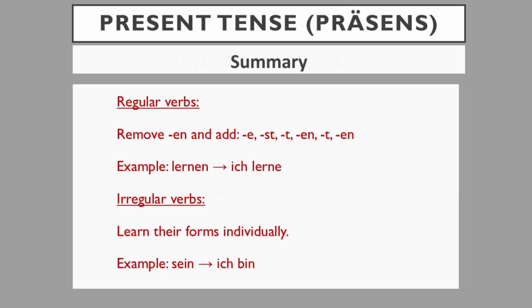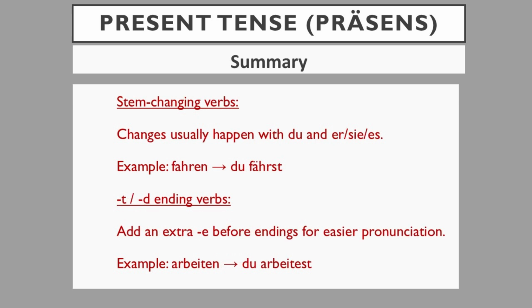Let's review what you learned. German present tense includes regular verbs. Remove the en and add e, st, t, en, t, en. Example, lernen, ich lerne. Irregular verbs. Learn their forms individually. Example, sein becomes ich bin. Stem-changing verbs. Changes usually happen with du and sie, es. Example, fahren becomes du fährst.